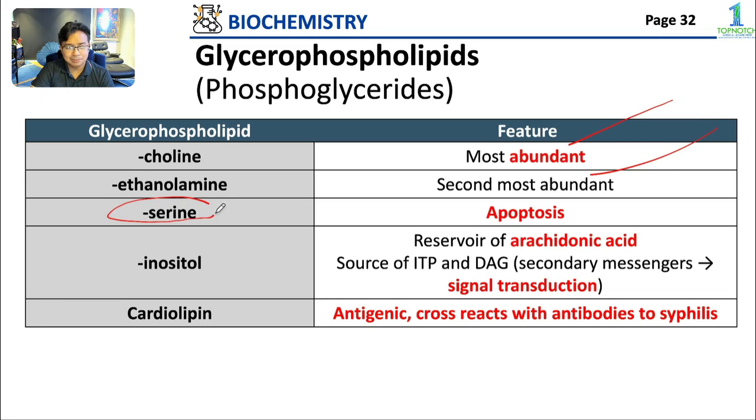Now, serine naman, as mentioned, it's mainly inner leaflet. Pero during apoptosis, it goes from the inner leaflet to the outer leaflet to signal apoptosis in the process. Ang sinasabi niya ay, guys, I'm dying, so you may kill me already. Okay? Inositol naman is a reservoir of arachidonic acid, and they can also serve as sources of your IP3 and DAG, which are members of your messenger system for signal transduction.